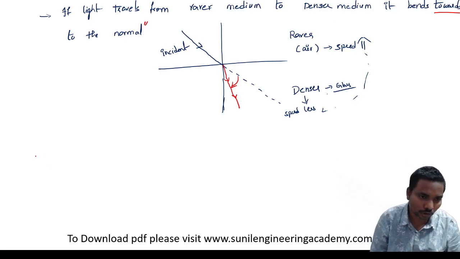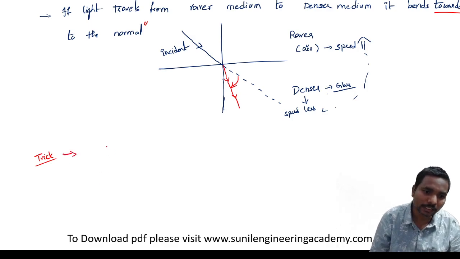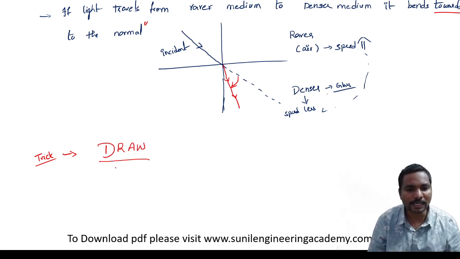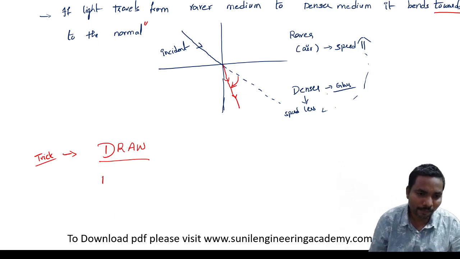So the small trick to remember is nothing but by drawing the diagram we are getting this. So in the drawing, draw is the key point here. How is draw the key point? D means denser. R means denser to rarer. Then the remaining two letters, AW. AW means make it as away.